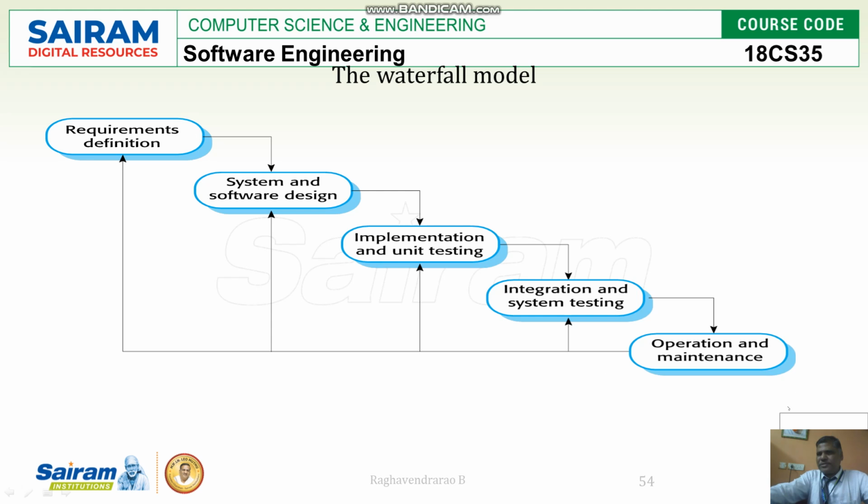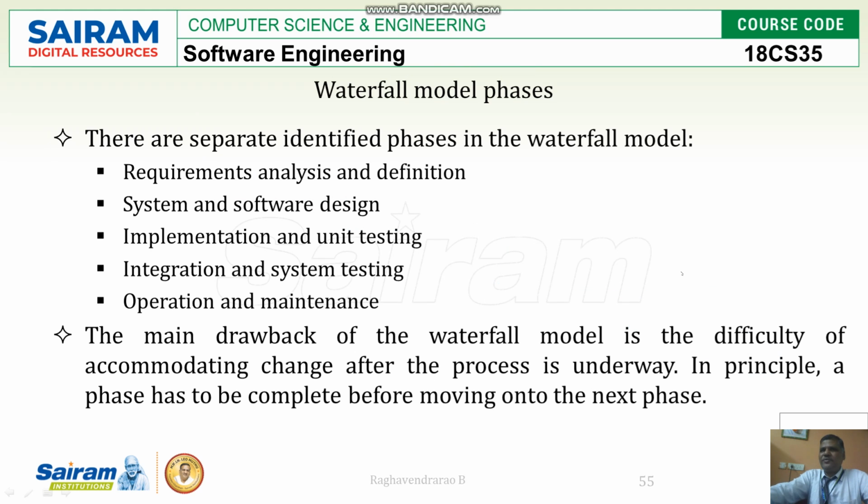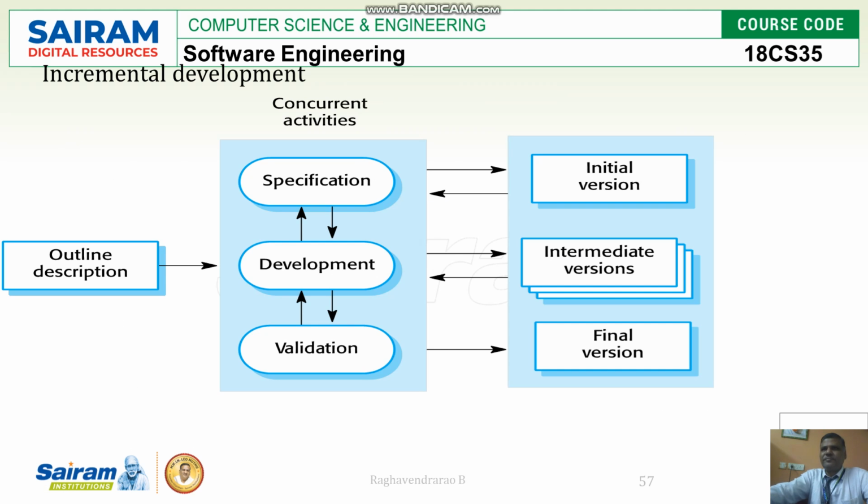When it falls back, if unit testing is the failure, then unit testing is done again, then integration and system testing are both done again, and finally the operations are done. When you carry out all these stages, it is called waterfall model processing. The same phases are explained here. Okay, fine.